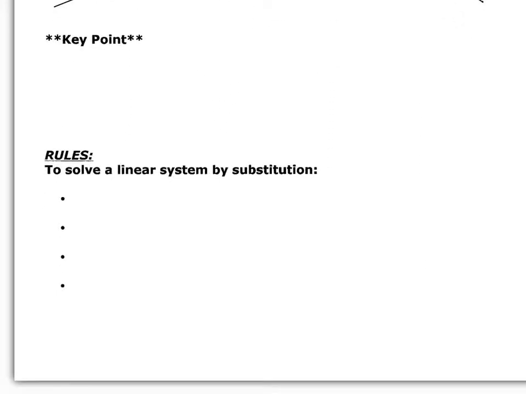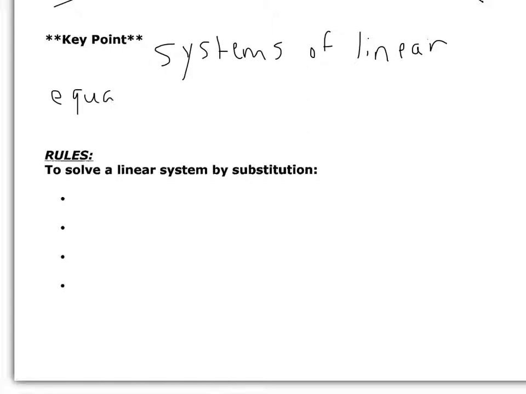Okay, today's key point. I want you to know that systems of equations, or systems of linear equations, are ordered pairs. So write down: systems of linear equations are ordered pairs.